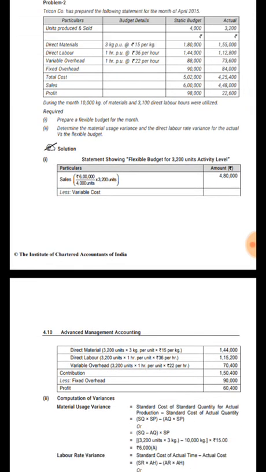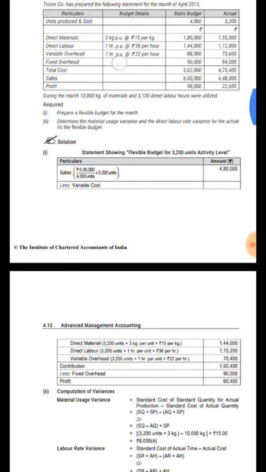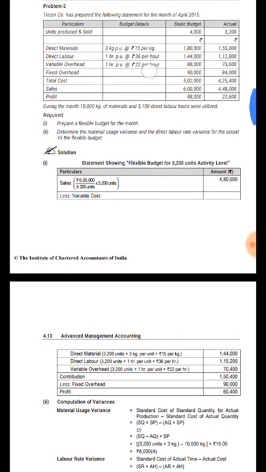First let's take the direct material. For each unit 3 kg. So 3,200 into 3 kg at 15 rupees, into 15, so 1,44,000. Just like that, direct labor: 3,200 into 1 hour into 36 rupees per hour, 1,15,200. Then variable overhead: 3,200 units into 1 hour into 22 rupees, 70,400.